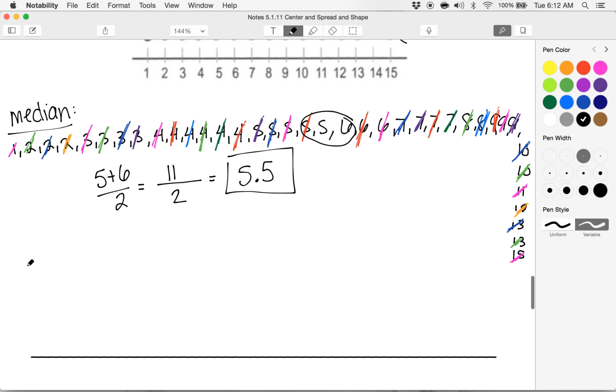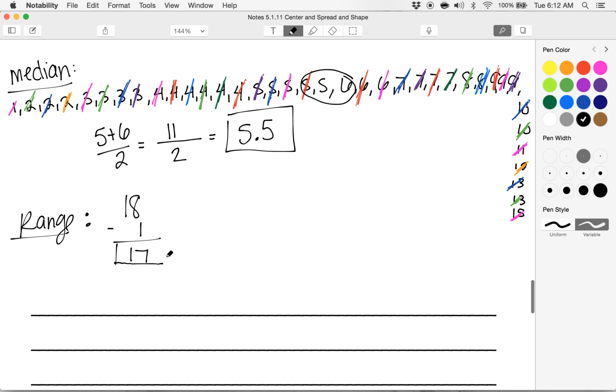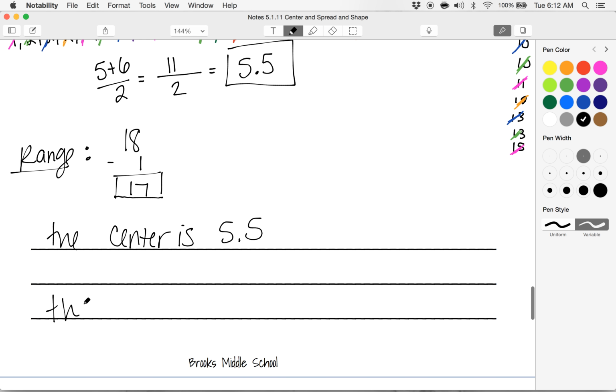Okay, last thing you need to do is you need to find the range. Range is your largest, 18, minus your smallest of 1, which gives me a range of 17. So, in conclusion, the center is 5 and 5 tenths. The spread is 17.